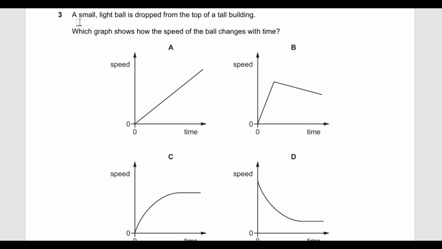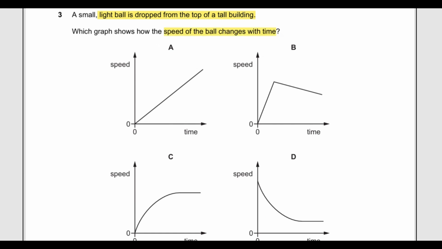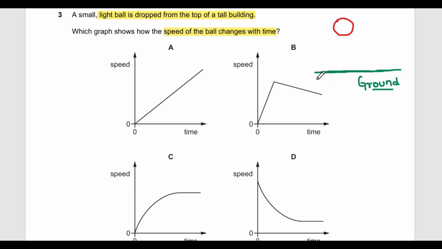Question number 3 says, a small light bulb is dropped from the top of a building. Which graph shows how the speed of the ball changes with time? So there is a ball which is going to fall to the ground in this direction. When the ball is falling, the air in the environment will try to resist the motion of the ball and it will apply a force in the opposite direction. This force is the force of resistance.